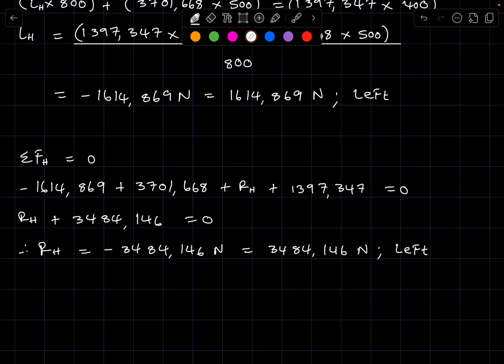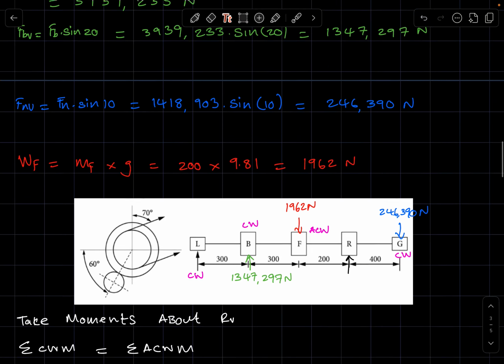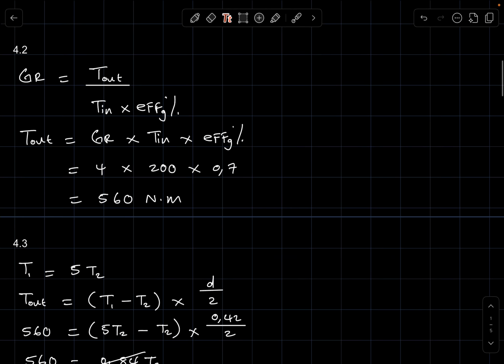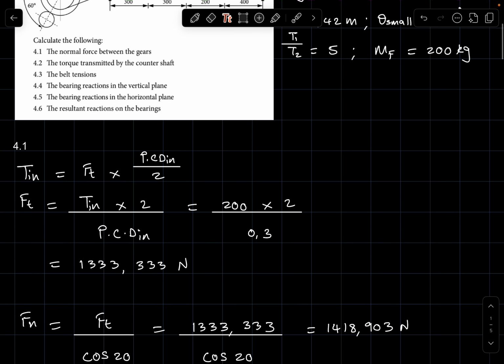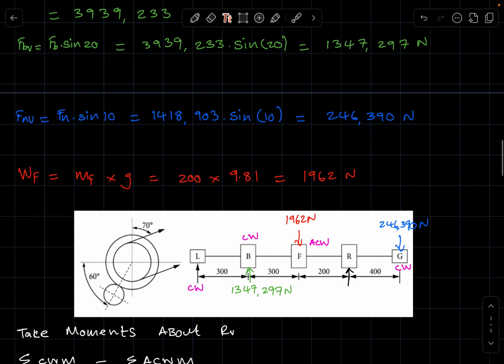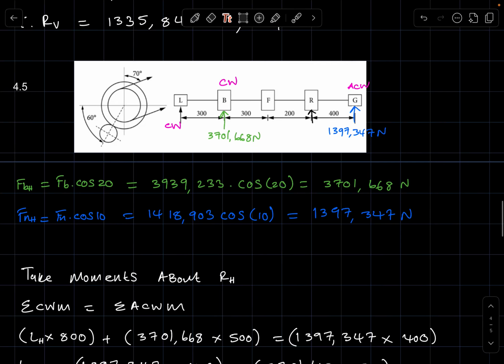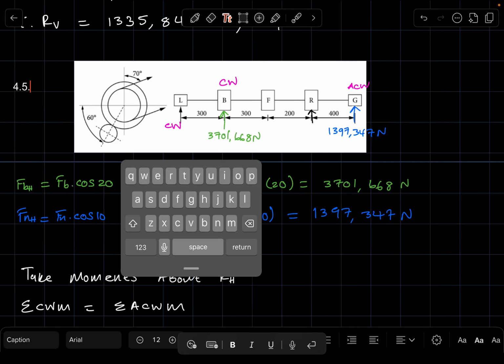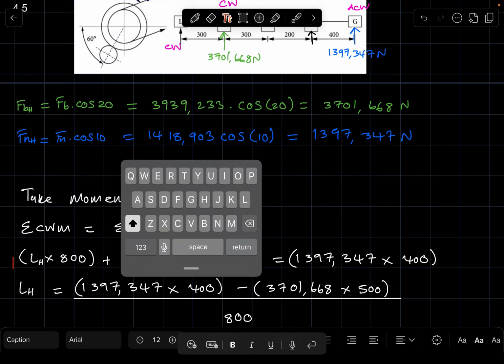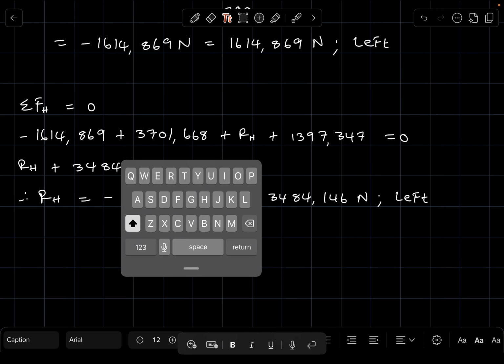Right? Now let's look at 4.6. This goes up to 4.6. In 4.6, they say calculate the resultant reactions on the bearings. So it does not always happen that you are asked to calculate the resultant reaction, but in a case where you have to, I'm going to take you through how you would do that. So this is 4.6.